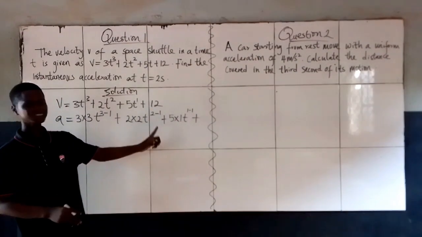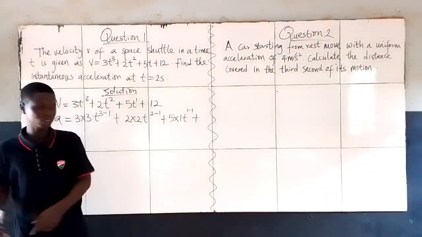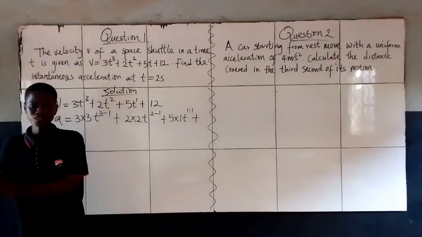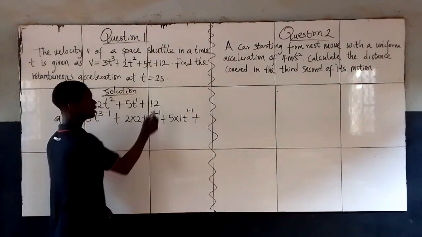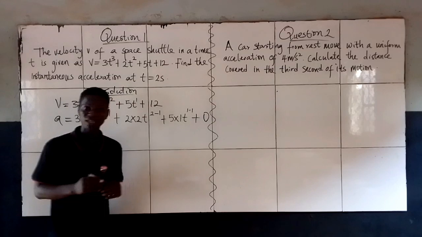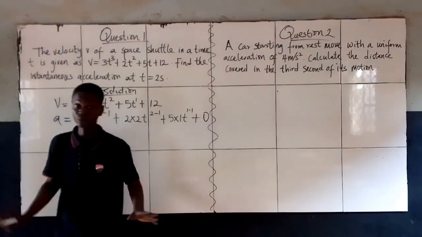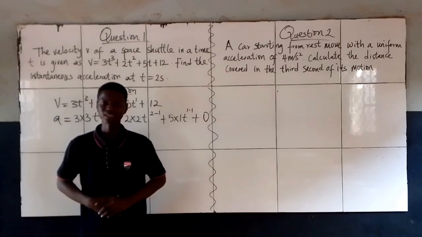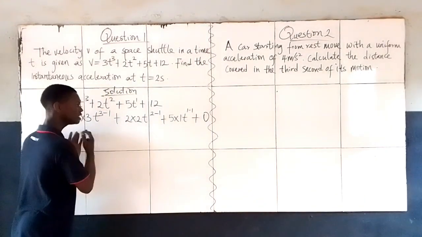So just know that this guy is called a constant because there's no letter attached to it. If it was 8 without any letter, it's called a constant. So how do you differentiate a constant? Guys, the differentiation of a constant will give you 0. That's a mathematical rule. Whenever you differentiate a constant, the answer is 0. So what is the differentiation of 8? The answer is 0. Differentiation of 20, the answer is 0. So this is what we now have.